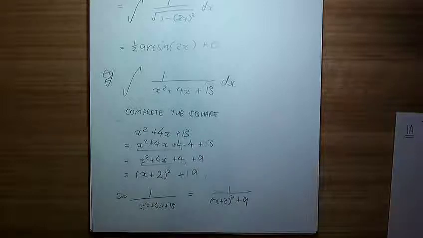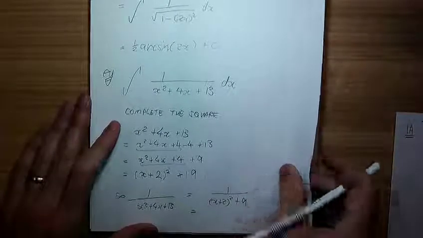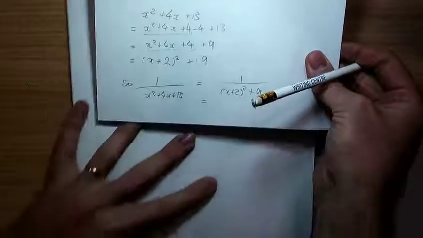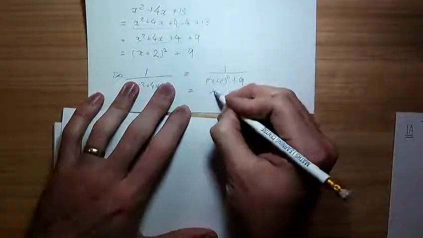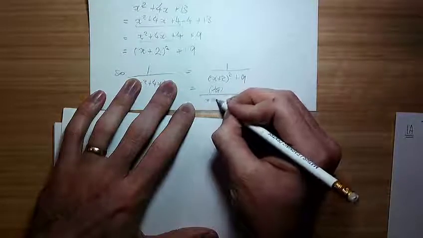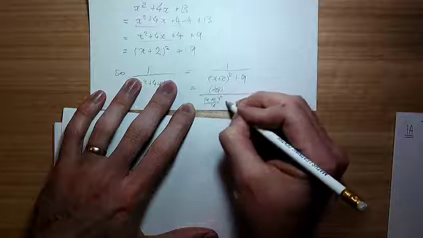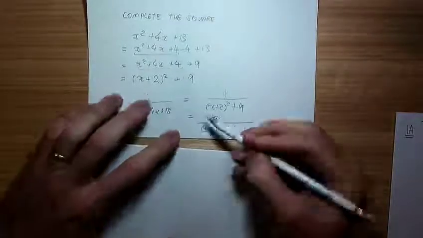So if I maybe divided the top and the bottom by 9, I get a 9th over x plus 2 squared on 9 plus 1. You cannot read that at all, sorry.